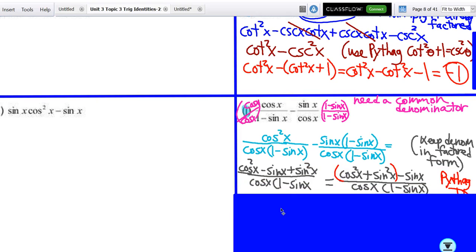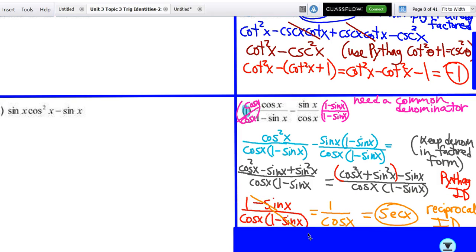and I notice on the numerator, because addition is commutative, meaning I can change the order, rather than have cosine squared x minus sine x plus sine squared x, I'm going to change it to cosine squared x plus sine squared x, and notice that is one of our identities, the Pythagorean identity. So I'm going to change that to 1. Cosine squared x plus sine squared x equals 1 is what I'm going to substitute in. So now my numerator is 1 minus sine x.